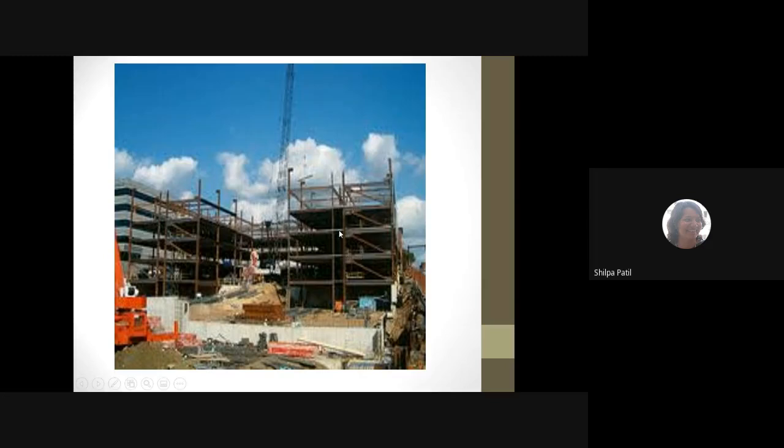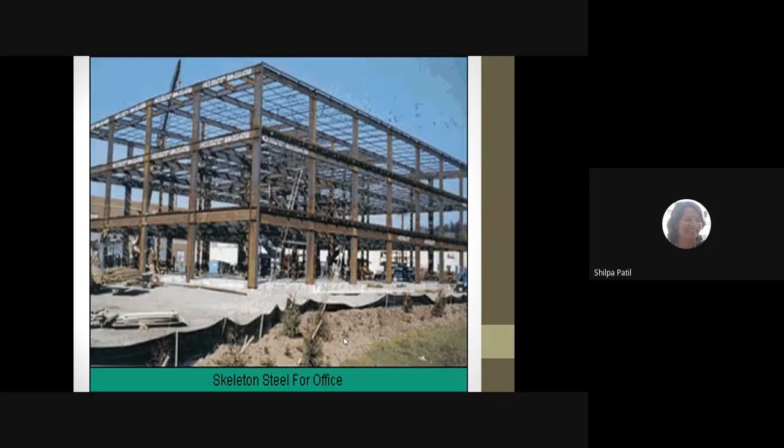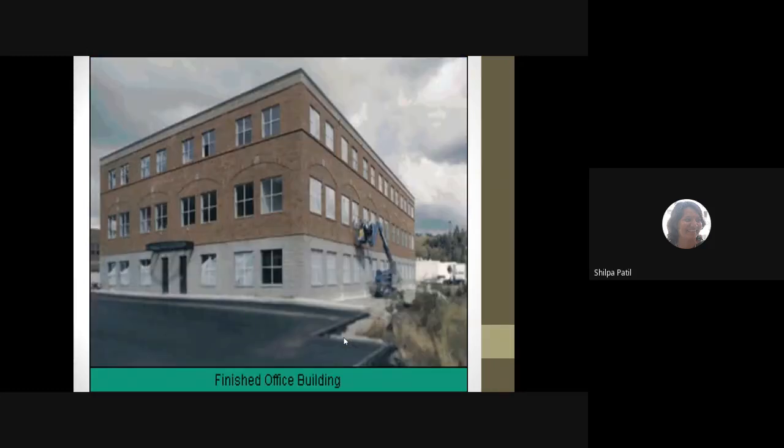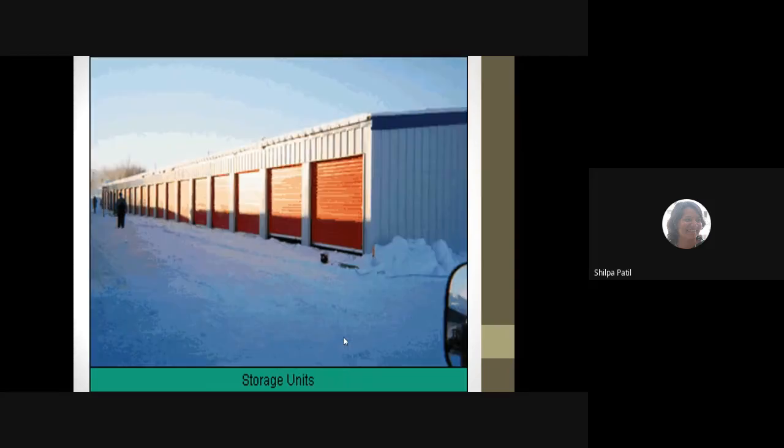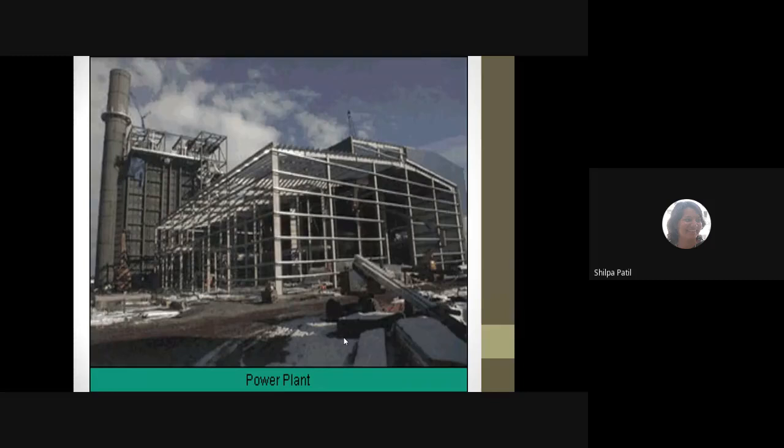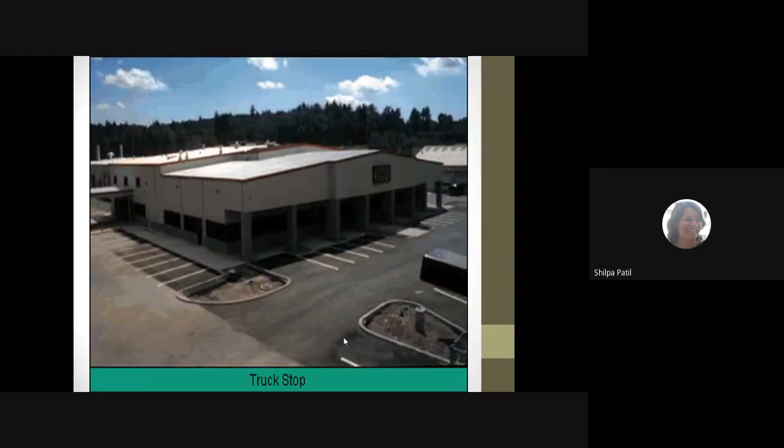Now this frame structure is actually the skeleton of your structure, and it is covered, again, either by using concrete or a sheeting material, or sometimes another composite material is used to cover this and to give a nicely looking, aesthetically good structure. So you can see the example. This is the skeleton of a steel office. Then this is the finished office building. So it is covered by concrete. In this fashion, the different structural units are erected by making use of steel frames.